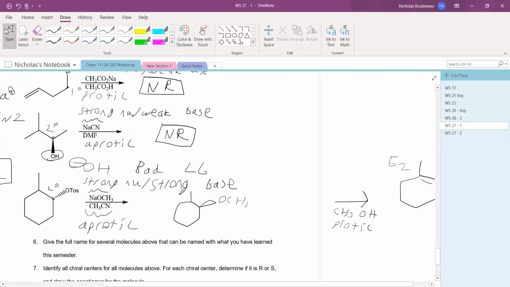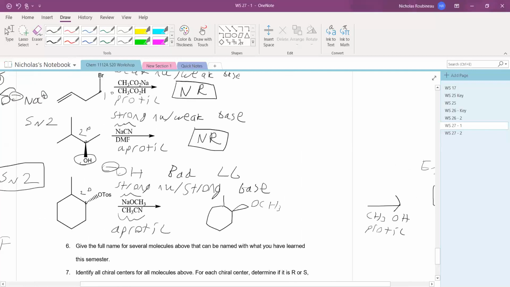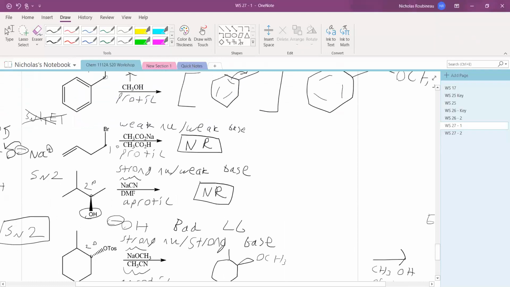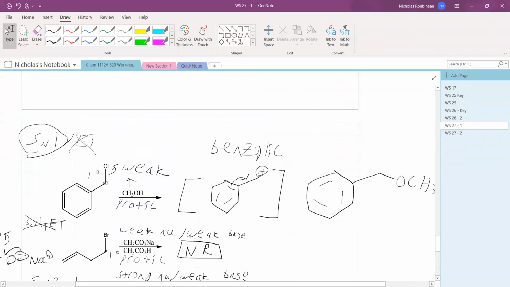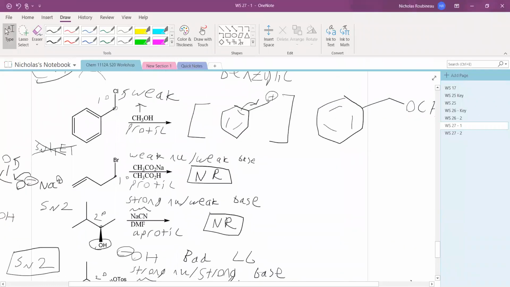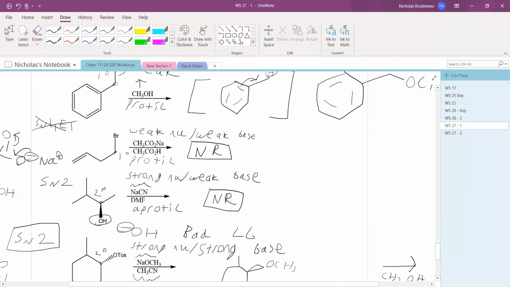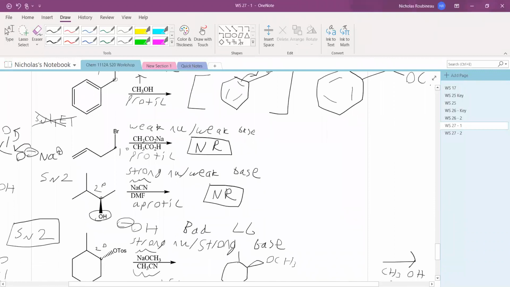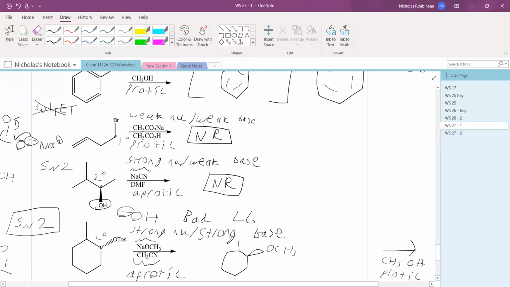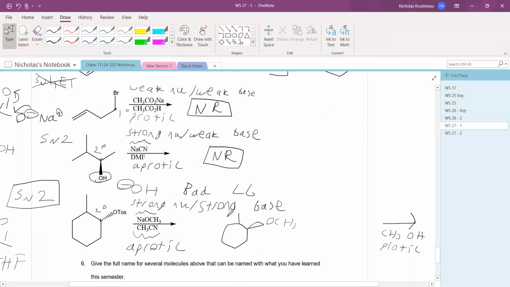Okay. Any questions on these last four? And number 5. Those middle two were very tricky, but hopefully my explanation makes sense. I guess not. Okay.